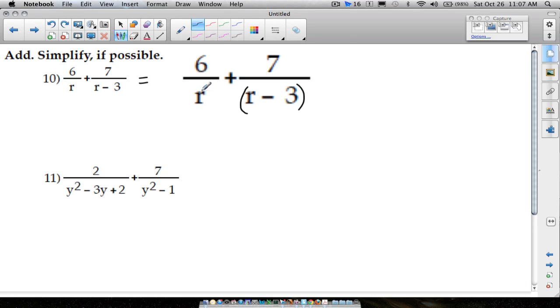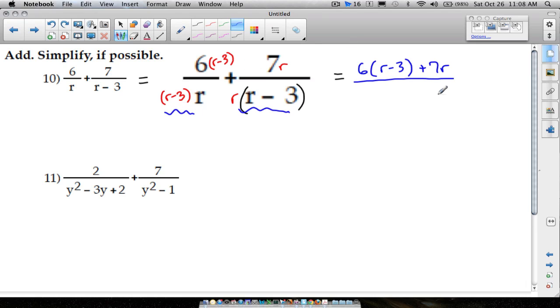So since there's a r all by itself, we want a r all by itself in this fraction. Notice since I put a r at the bottom, you have to put a r at the top. Now, this fraction here has a r minus 3 in it, therefore this first fraction needs to have a r minus 3 in it. So if you put one at the bottom, make sure you put one at the top. That might look a little sloppy, but hey, let's clean it up. Therefore, from here we can take 6 times r minus 3 plus 7r, and notice I'm writing all of this as one fraction. The reason why I'm writing it as one fraction is because these two denominators match up.